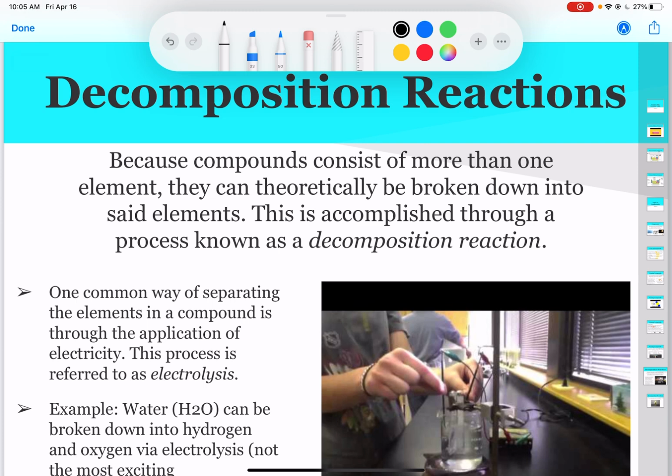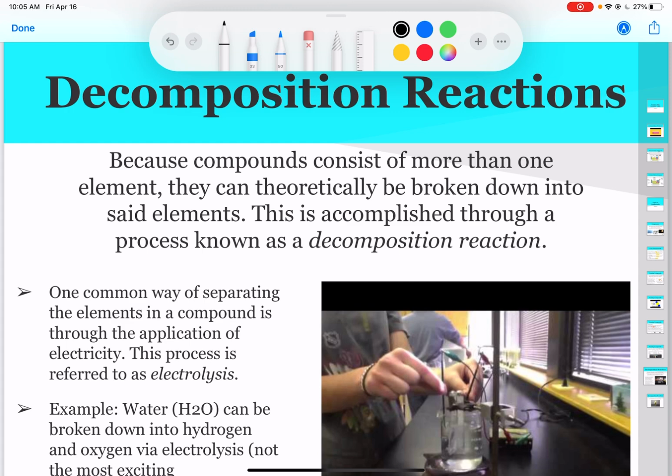It says decomposition reactions. Because compounds consist of more than one element, they can theoretically be broken down into said elements. This is accomplished through a process known as decomposition reactions. One common way of separating these elements in a compound is through the application of electricity. This process is called electrolysis.